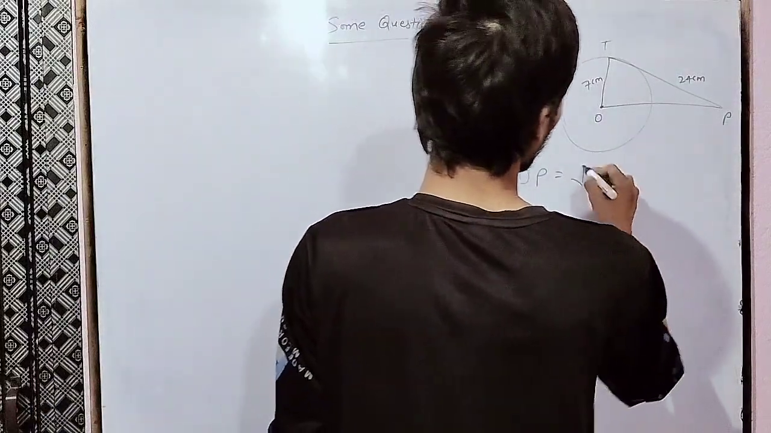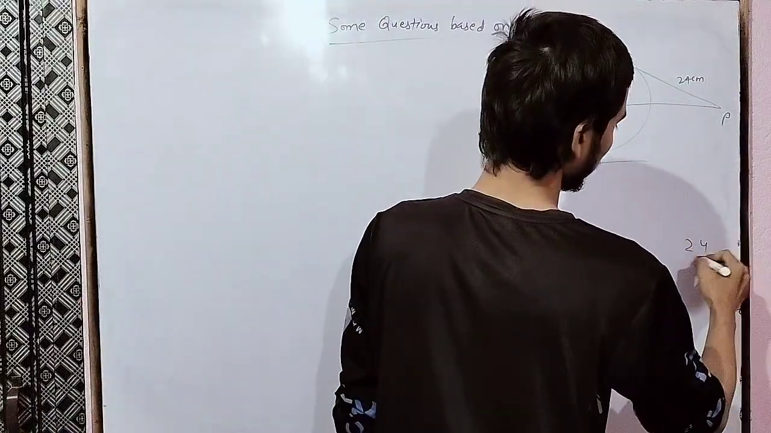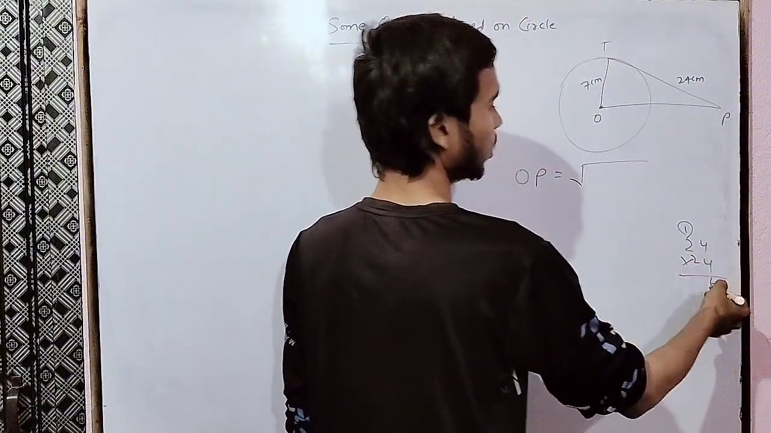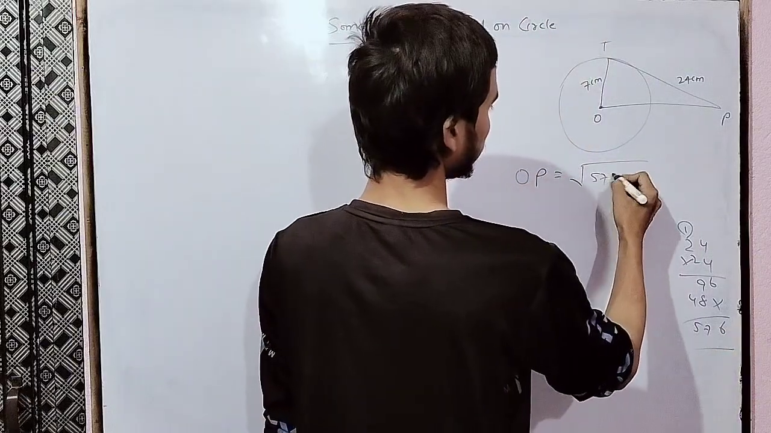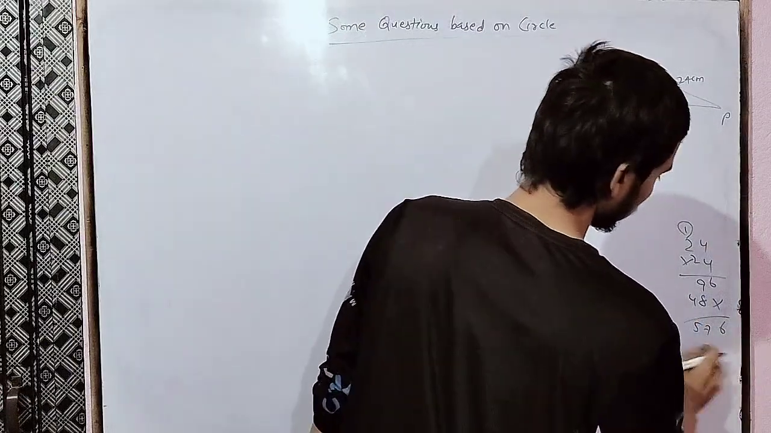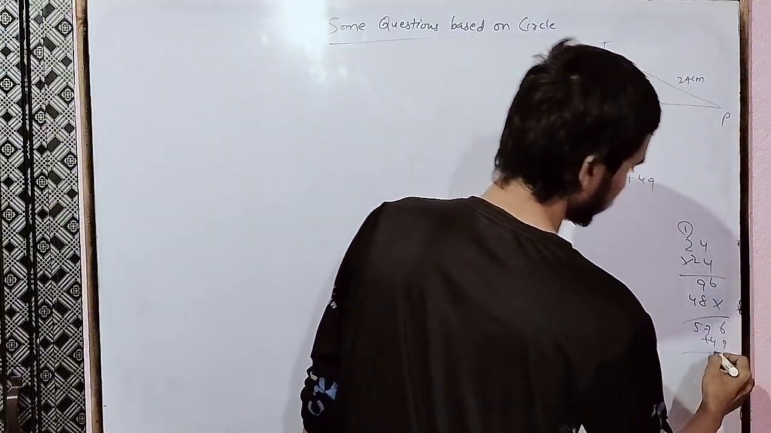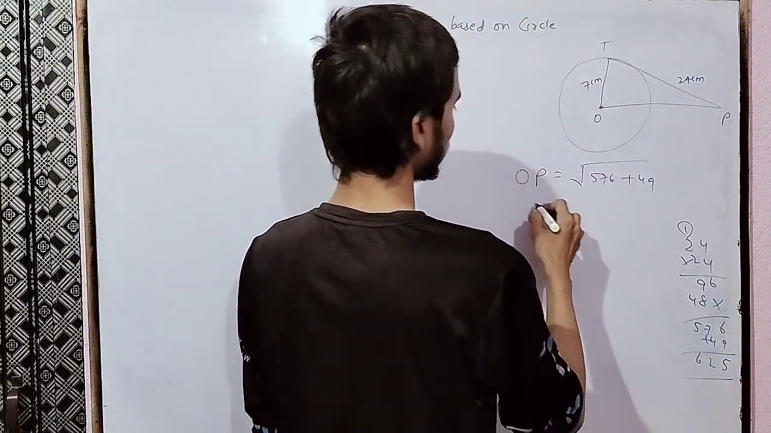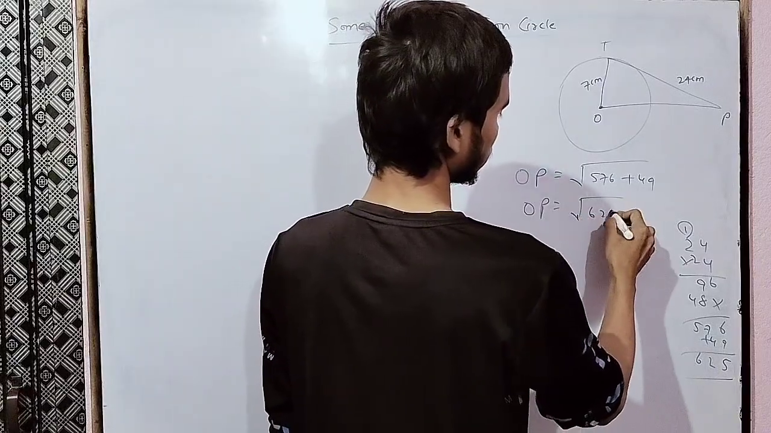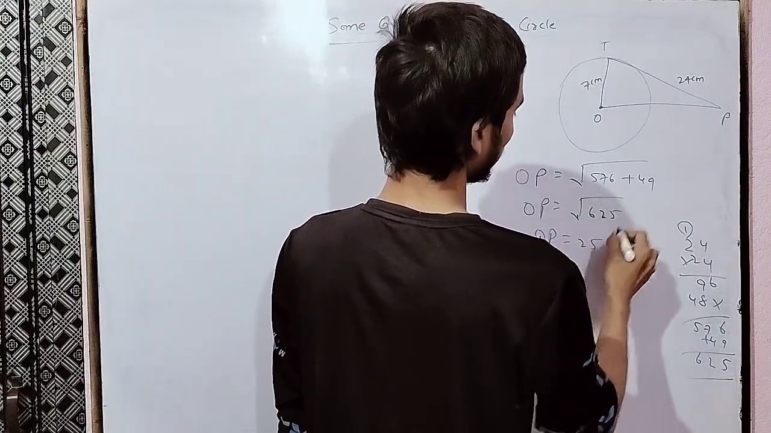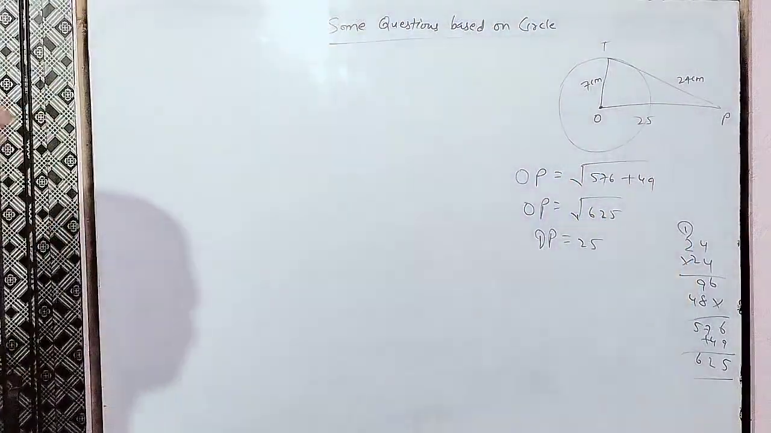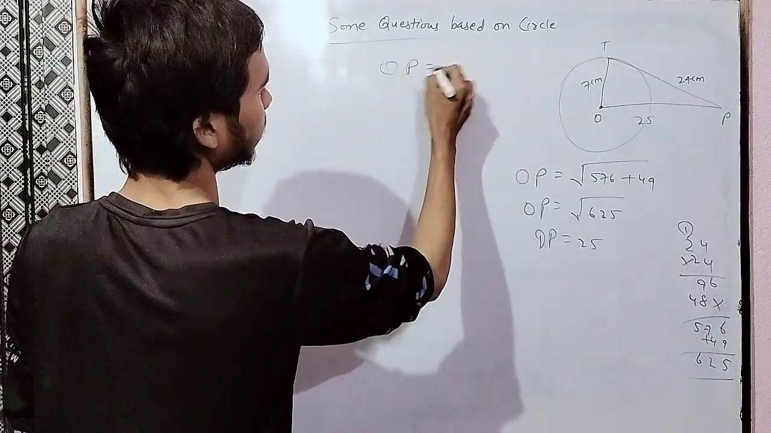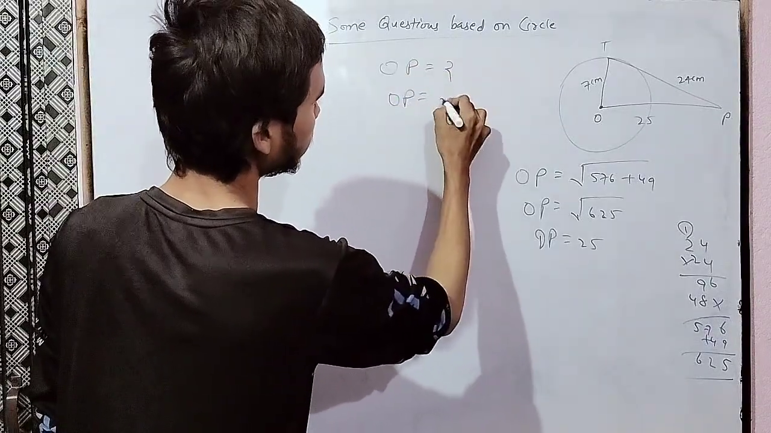OP. We can say 24 squared is 576, plus 49. So OP will be the square root of 625. OP is 25. So we were right, OP is the hypotenuse. So finally, OP is 25 centimeter. So this was the third question.